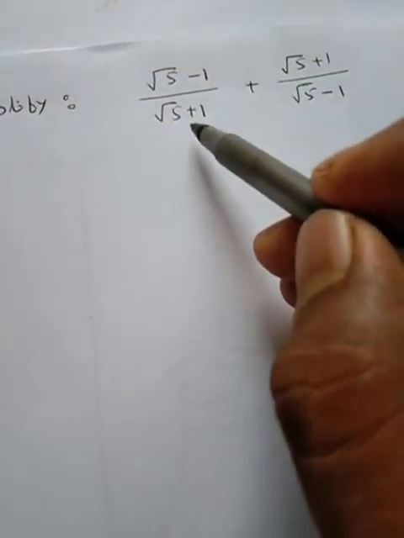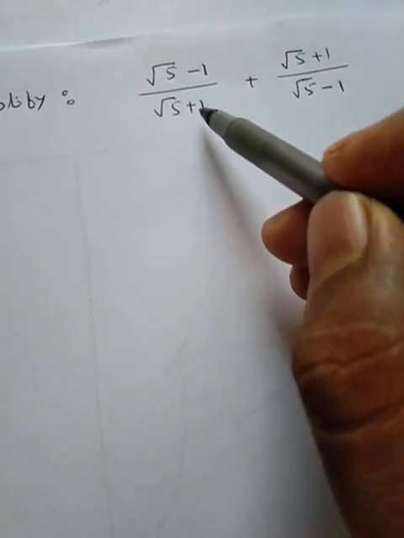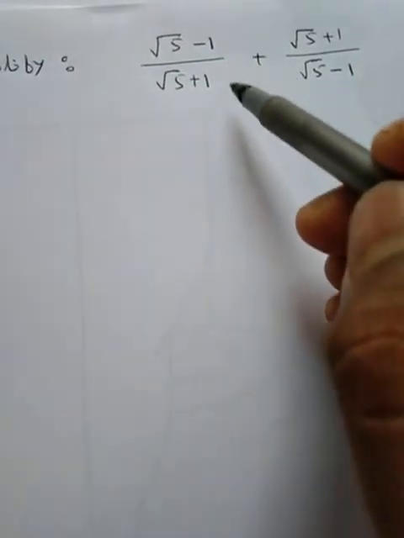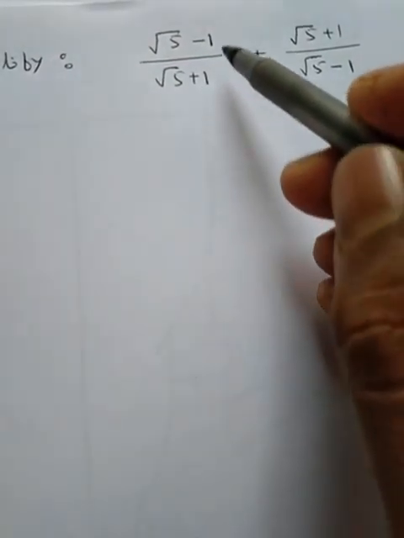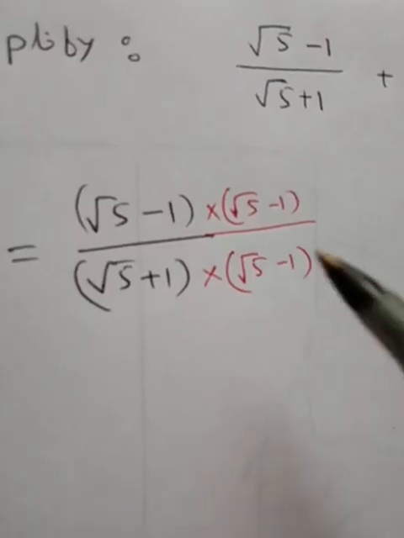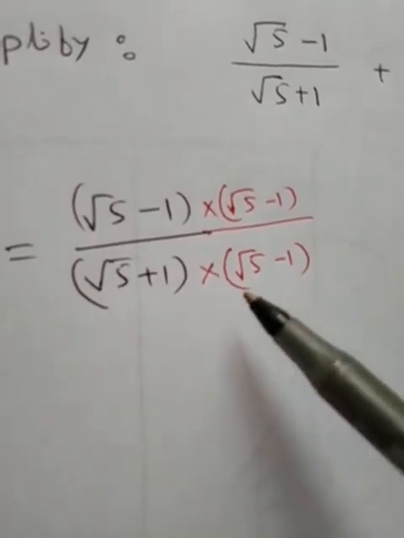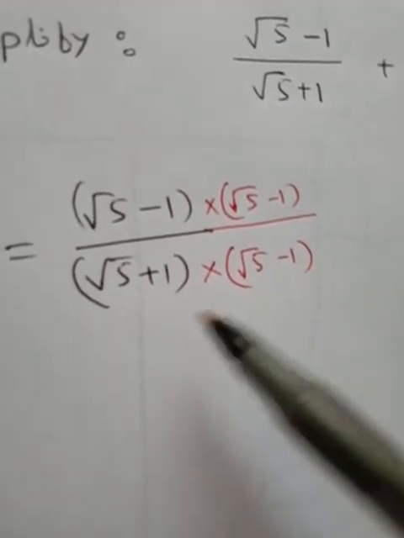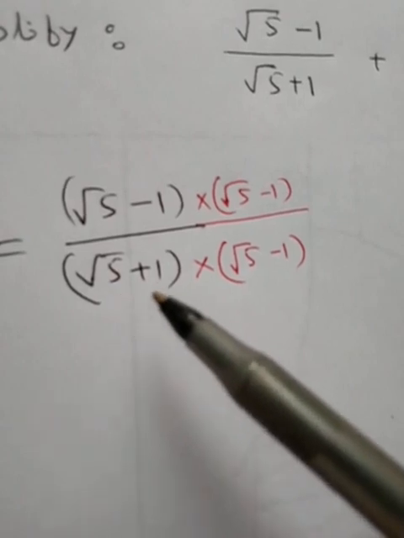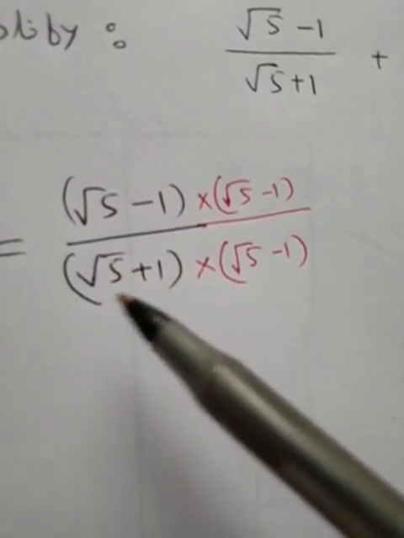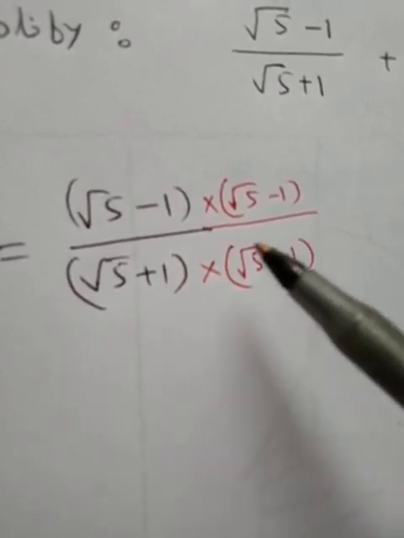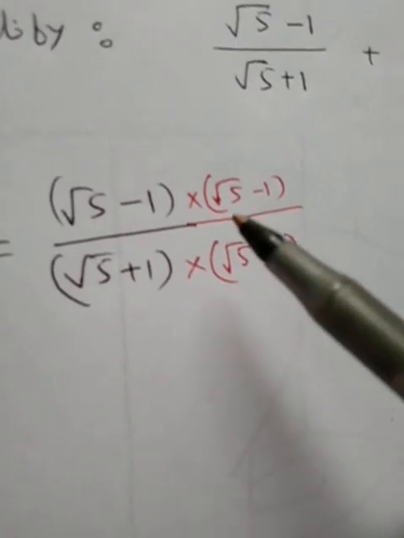So here it is root 5 plus 1. To rationalize the denominator, as I told earlier, we have to multiply both numerator and denominator by root 5 minus 1. So here we have multiplied by root 5 minus 1 with both numerator and denominator. We have taken this because this is root 5 plus 1, so obviously we have to multiply with the same term but opposite sign. This was plus, we are multiplying by minus, and the same thing we have to write in the numerator also.